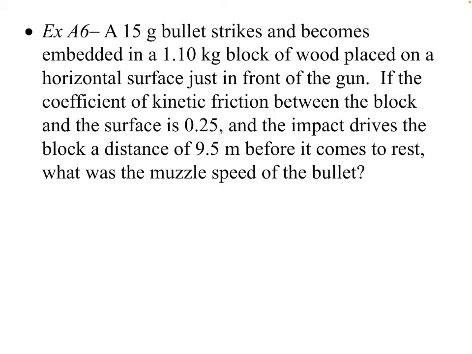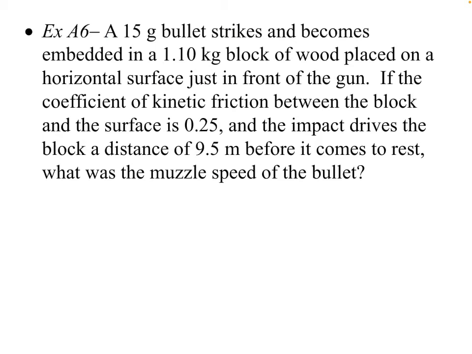A 15 kilogram bullet strikes and becomes embedded in a 1.10 kilogram block of wood placed on a horizontal surface just in front of the gun. If the coefficient of kinetic friction between the block and the surface, okay, so we have friction happening. Here's what's important: once there's friction, that's an external force. As soon as that happens, I cannot look at conservation of momentum anymore, because that's an external force that wasn't present when the person first shot the bullet. Okay? So that's really, really important to note.